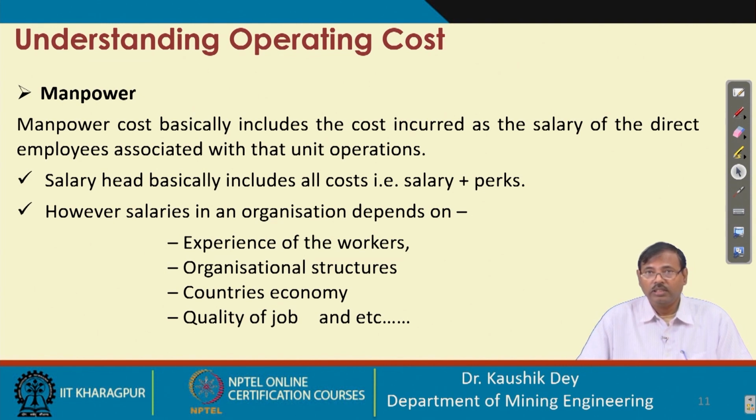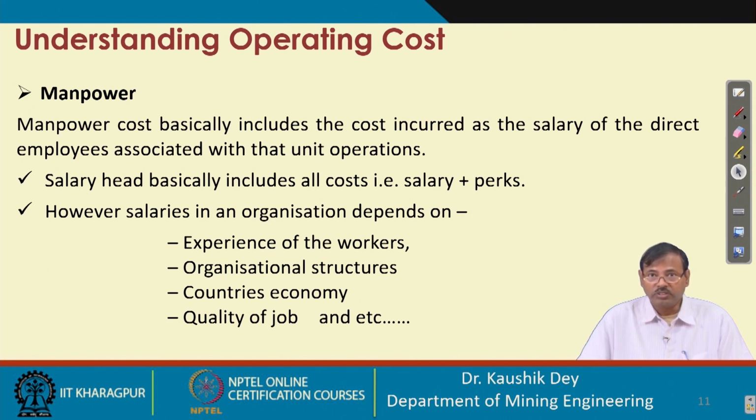Say in India the salaries are less, in USA salaries are high, because of the manpower availability. Many people are available here, many people are ready to work. So, labor is very cheap. So, that is why salaries are less. The organizational structure, we have to see what is the organizational structure. If it is a small company, it may not afford a good salary.